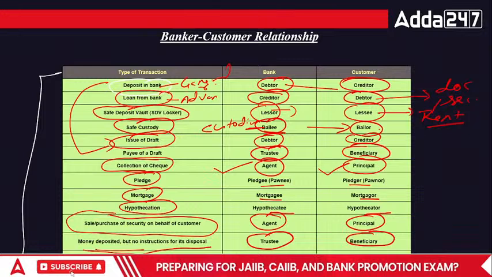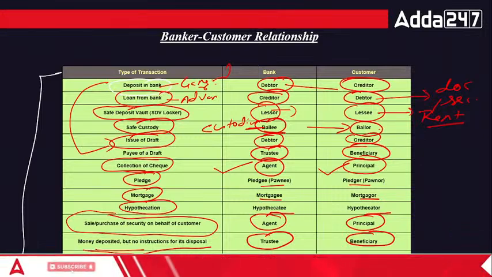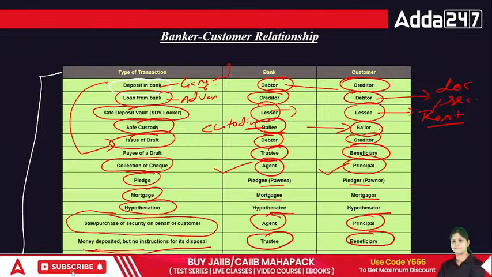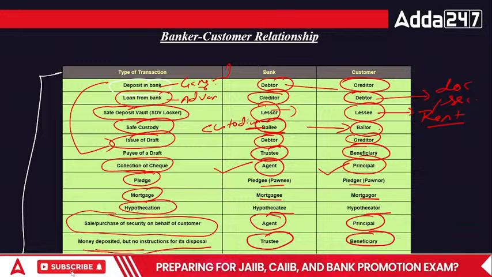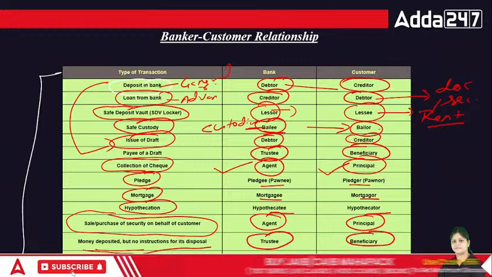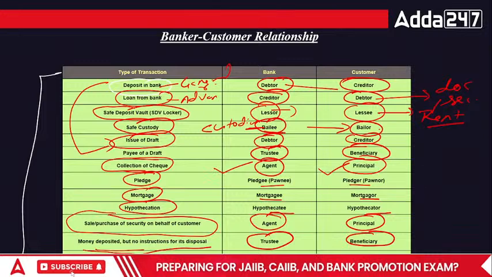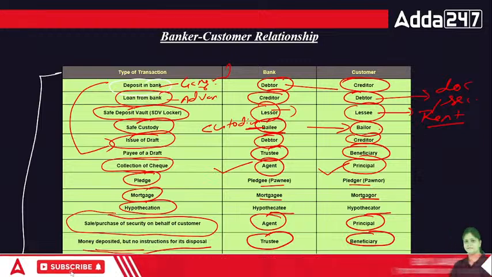So according to banking, what is it? The basic purpose of banking is lending and investment. So deposits and advances are the basic purpose of any bank. Now who is the customer actually? The customer is not defined by any law, but the customer is the one who has an account in the bank. That person is the customer. So according to that there are so many relationships between the bank and the customer.